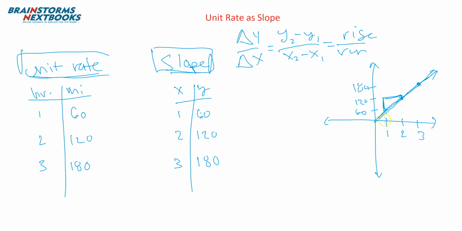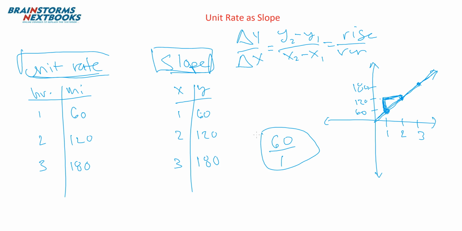And if you look at this, how much does it rise? If I went from this point to this point, I went up a ways and over a ways. How far up did I go? It looks like I went from 60 to 120. So I rose 60 and I ran to the side from 1 to 2, which is 1. And sure enough, that shows up as my slope.